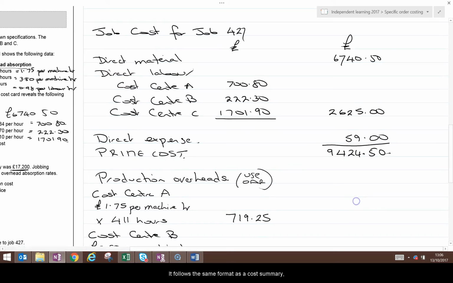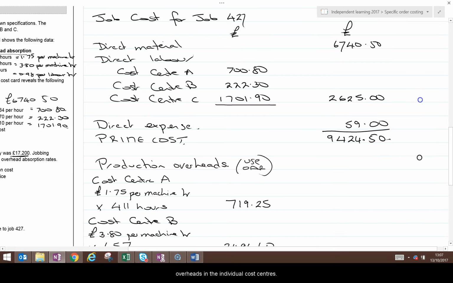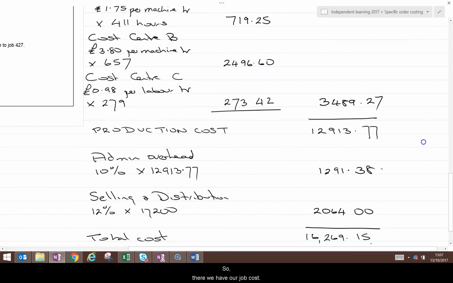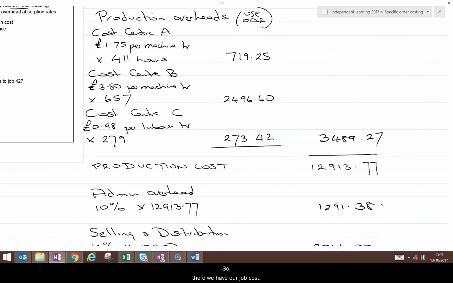It follows the same format as a cost summary, but just a little bit more formal in the layout and a little bit more detail within it in terms of looking at the labour in the individual cost centres and the overheads in the individual cost centres. So there we have our job cost.